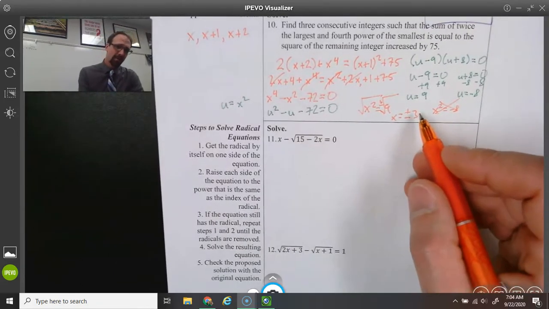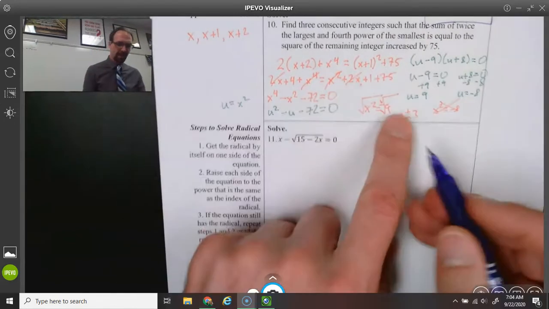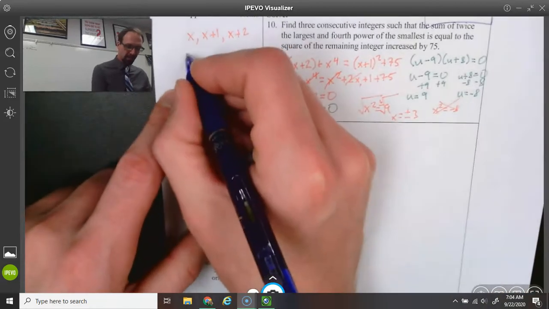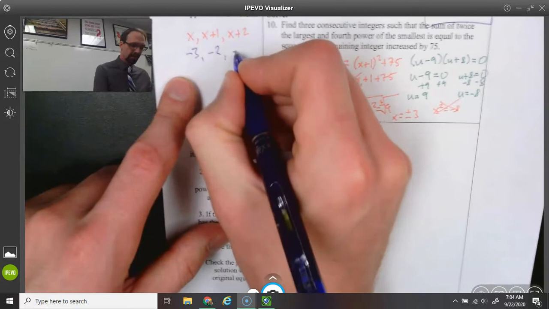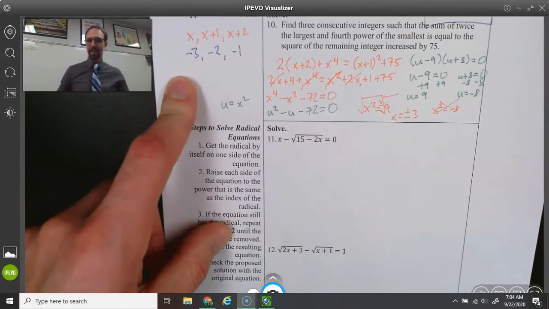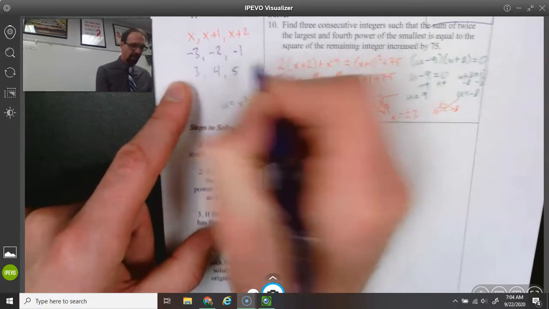A lot of students get confused. They think, oh, negative 3 and 3, those are the integers. No, find 3 consecutive integers. Negative 3 is one of them, 3 is one of them. So let's talk about what that means. If x equals negative 3 is one of them, that means this is 1, negative 3. If I add 1, negative 2, negative 1. That's 3 consecutive integers. My other set, 3, 4, and 5.